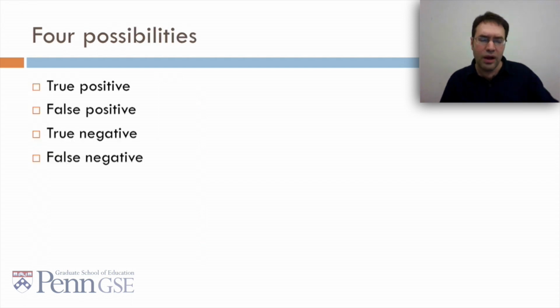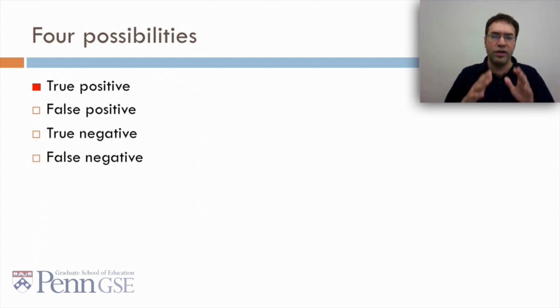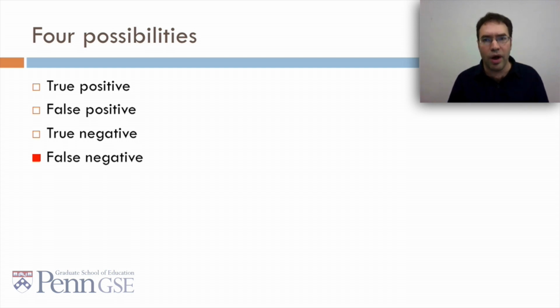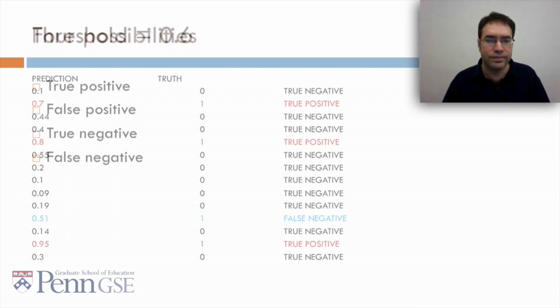There are 4 possibilities for any classification threshold. The first is true positive. Both the model and the data say it's 1. Then there's false positive. The data says it's 0, but the model says it's 1. Then there's true negative. Both the data and the model say it's 0. And finally, false negative, where the data says that it's 1, but the model says it's 0. And you'll get a different blend of these 4 possibilities as you change your threshold.